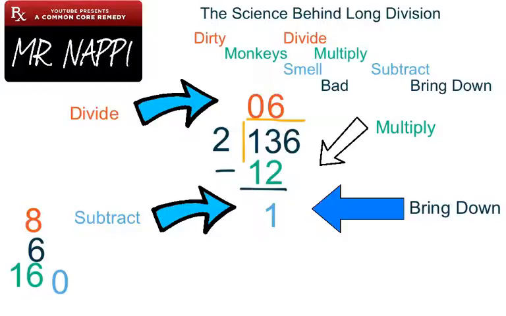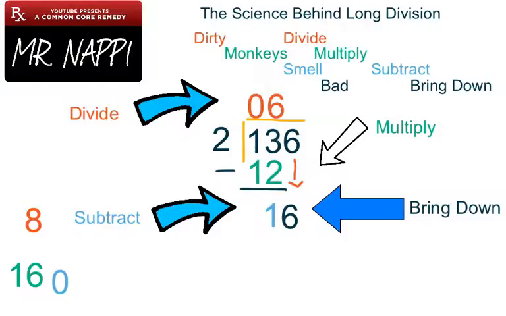After you're done subtracting, you must bring down your next number, which is from here. As you bring down, you now have 16. We're now looking at the division problem of 16 divided by 2, which is a complete flip, or inverse, of our multiplication tables, which is 8 times 2.